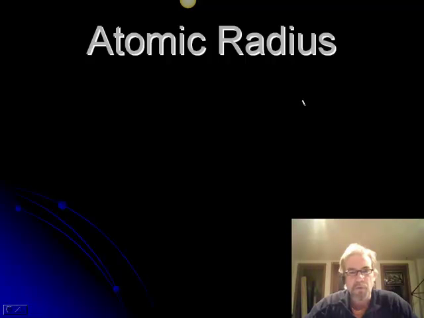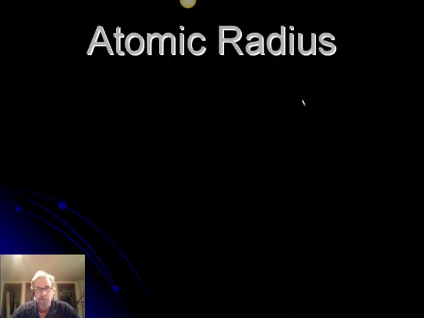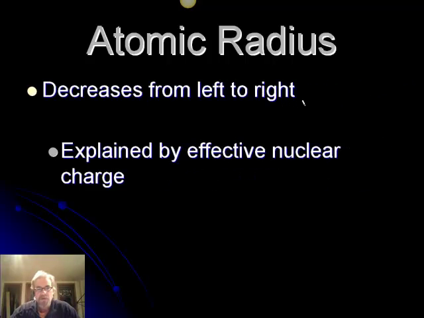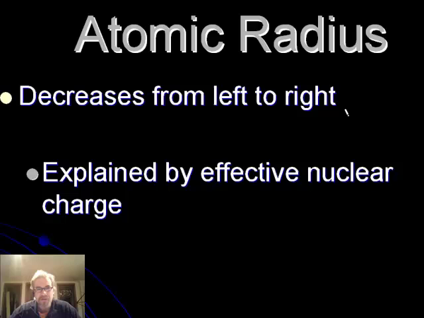In this short video today, we're going to look at some trends on the periodic table and explanations for them, now that we know something about the structure of the atom. One trend that we see is that of atomic radius. In general, atomic radius decreases as you go from left to right across a period. This is explained by something called effective nuclear charge.